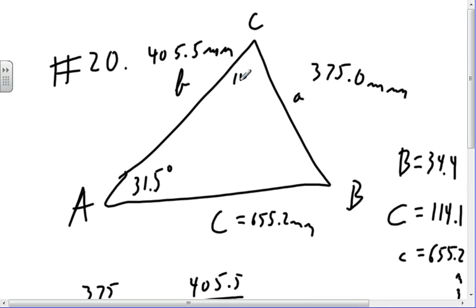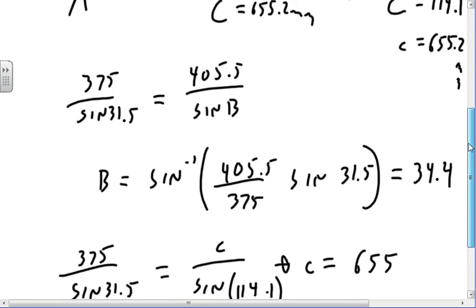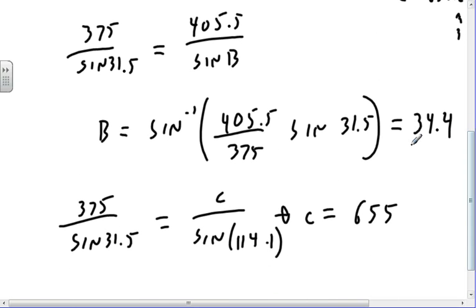This guy's 114.1 degrees. This guy's 34.4. The biggest angle is the biggest guy. The smallest angle is the smallest guy. Idiot check works. There's nothing wrong with that answer. Then we go back and say, well, what if this angle B that we calculated first were only a reference angle, and the answer is really a second quadrant answer?